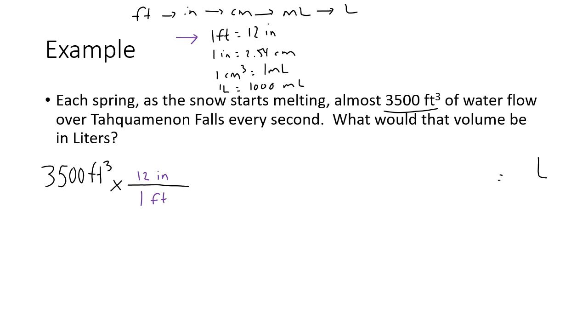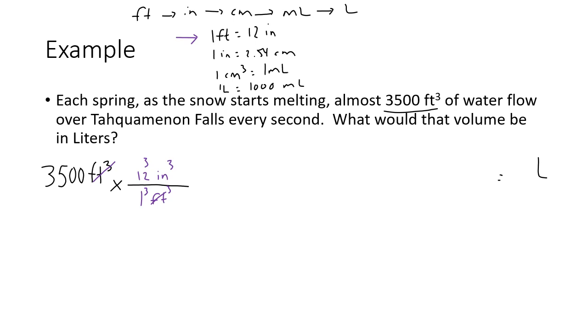What we're going to do is cube the whole proportion. I'm going to cube the 12 inches, and I'm going to cube the 1 foot. By doing that, I then have converted it into the appropriate actual volume conversion. I don't have to cube the 3,500 feet because that's already a volume. By doing that, the feet cubed cancel out. I am left now with inches cubed.